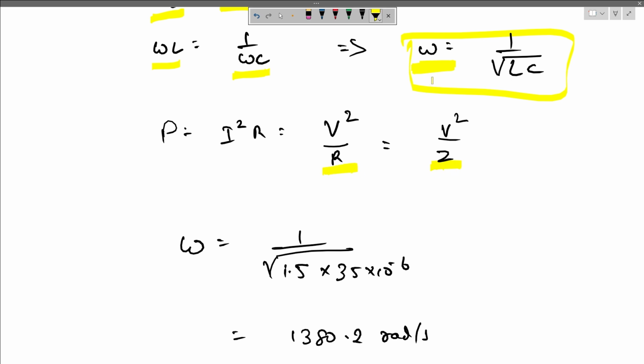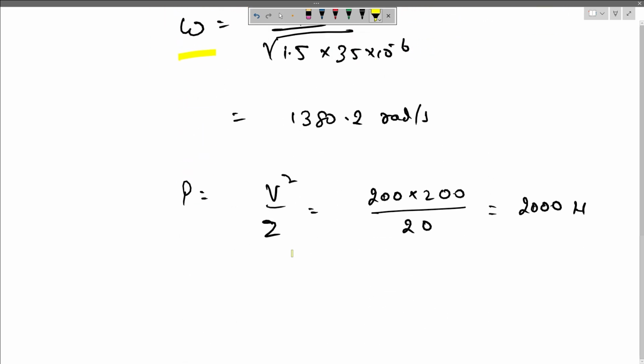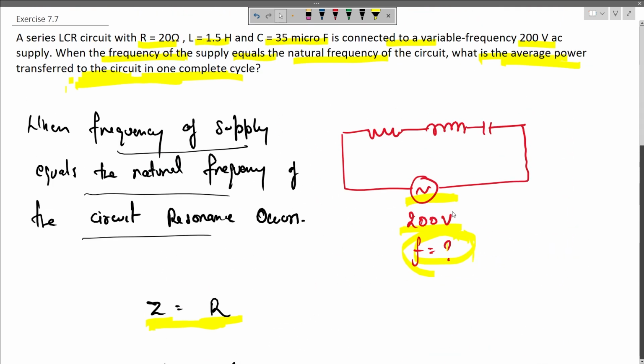Now upon using this formula for omega, we will find the value of the resonance frequency about 1380.2 radians per second, and for power, we can use this formula of V square by Z. Since 200 volt is the given quantity and Z is equal to the resistance, that is 20 ohm, we will get a value of 2000 watts. So at resonance in this LCR circuit, the average power transferred to the circuit in one complete cycle is going to be 2000 watts.